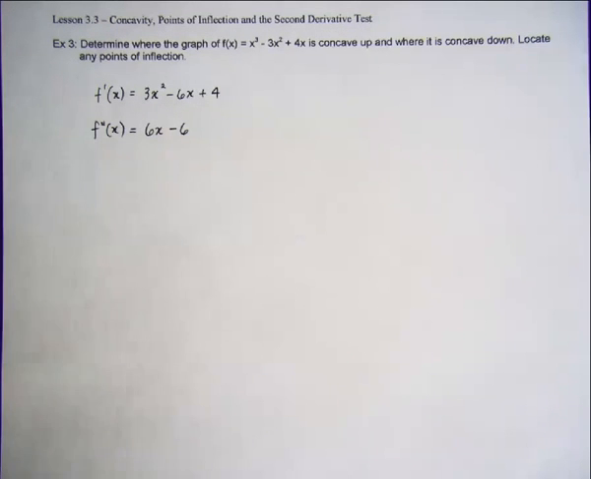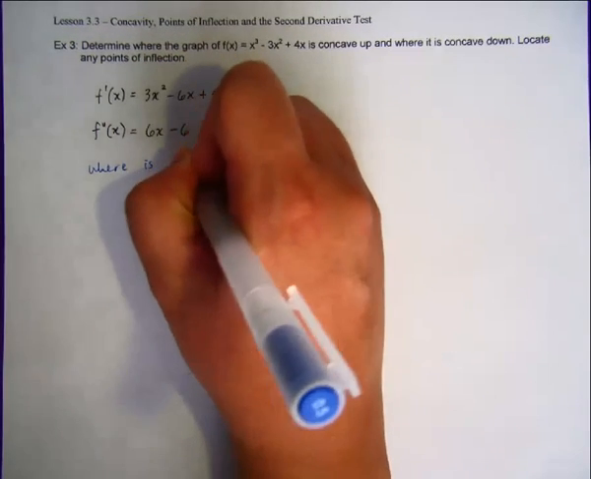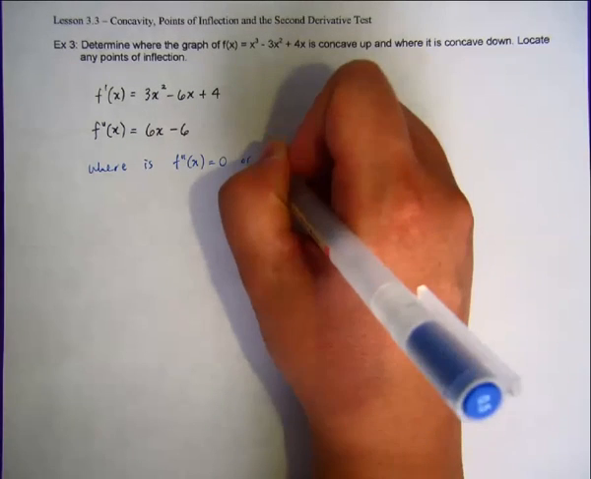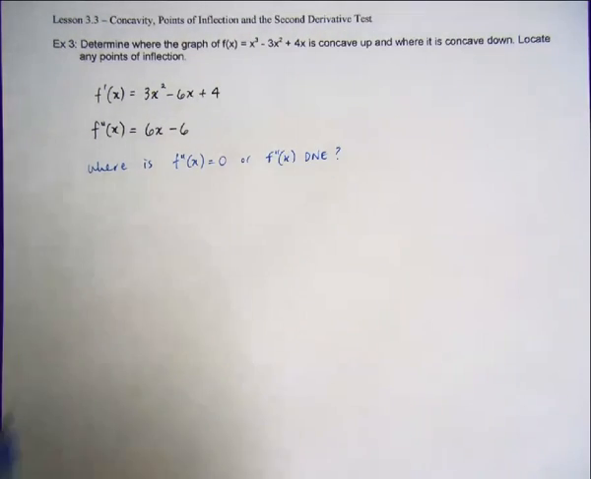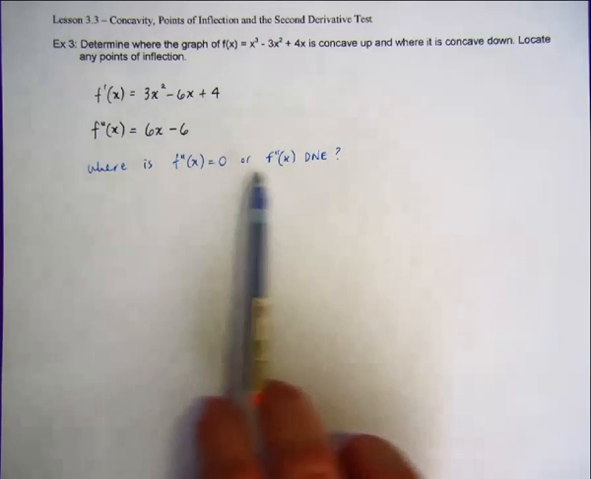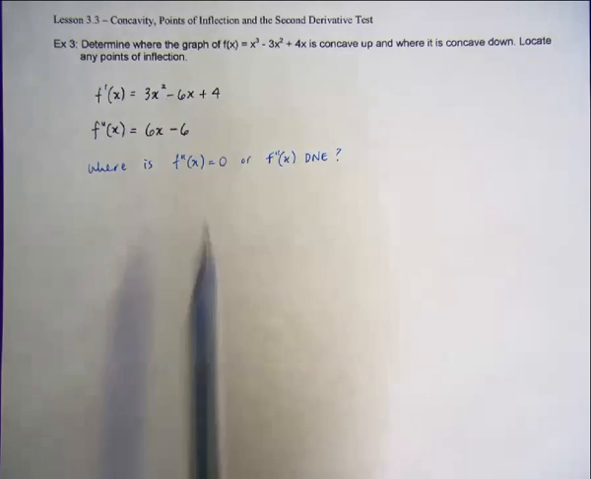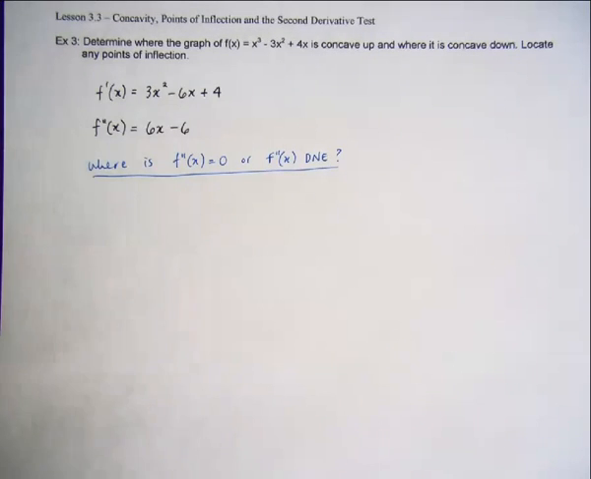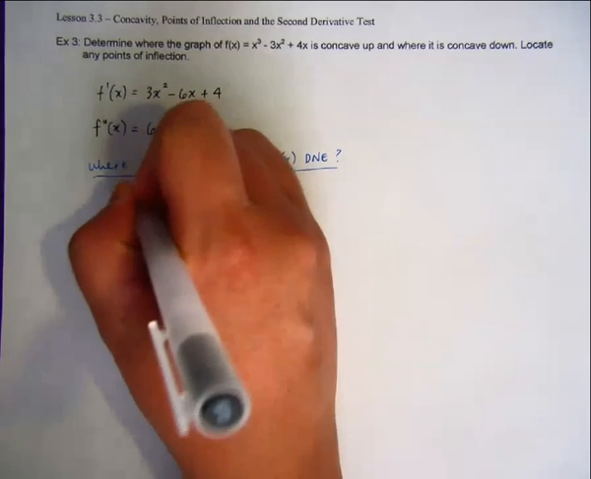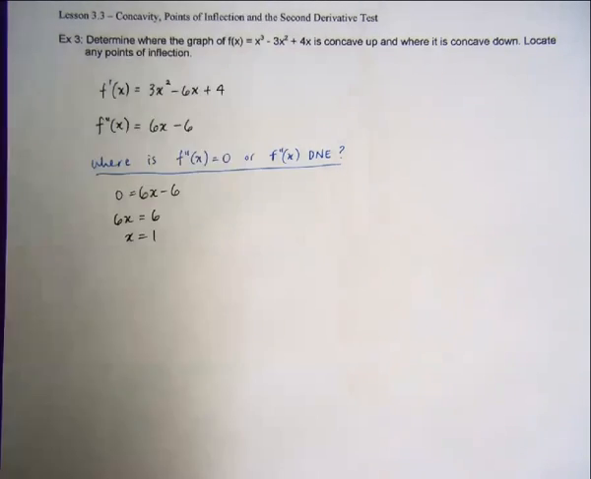Now we want to figure out where f prime prime is equal to 0, or where it does not exist. We can clearly see that this is a continuous function, so that criterion is not going to be met, but we should be able to find some x values where the second derivative equals 0. So we plug in 0 equals 6x minus 6, and when we solve for x, we get x equals 1.